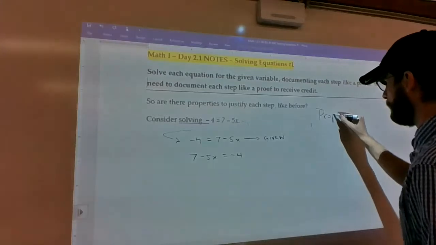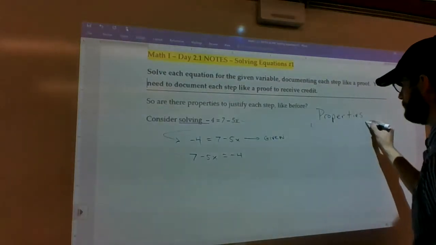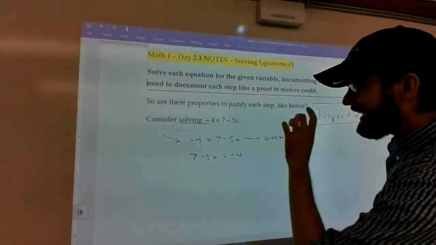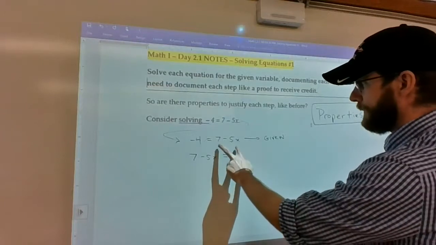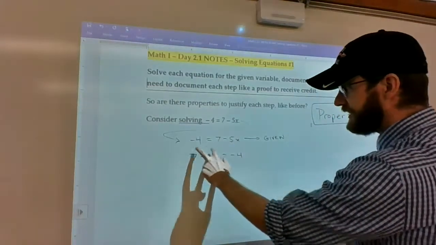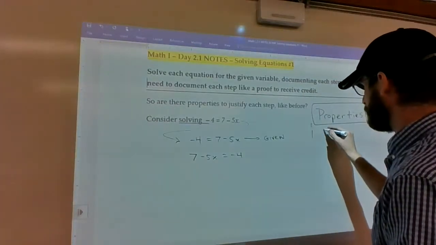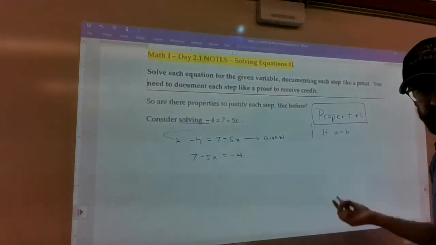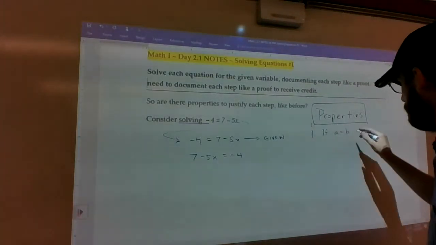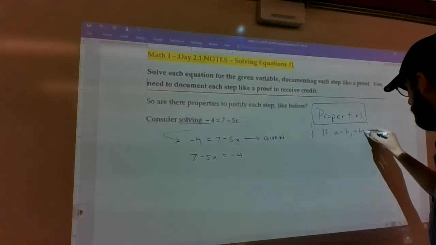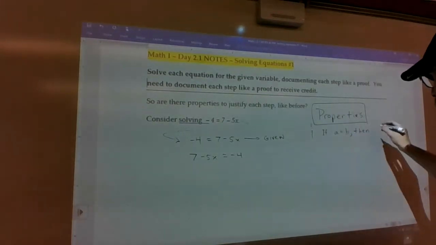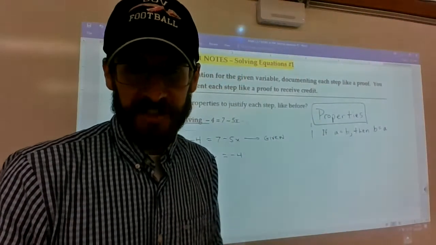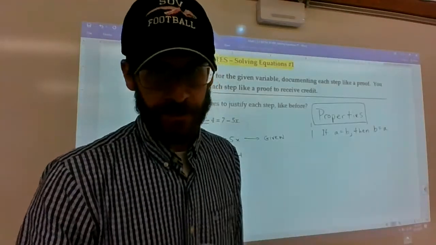So I'll put the properties over here. The first one is a reorganization property where you say, I want the x's on the left just by rewriting these two sides of the equation. This is the symmetric property. If a equals b, that means you could rewrite the equation with the right-hand side on the left and the left-hand side on the right, and it's still a true statement. This is called the symmetric property.